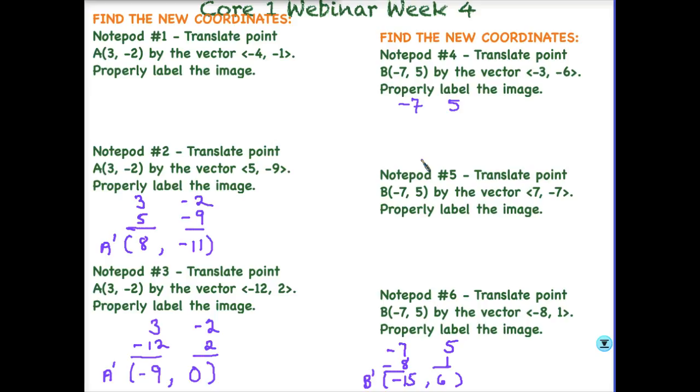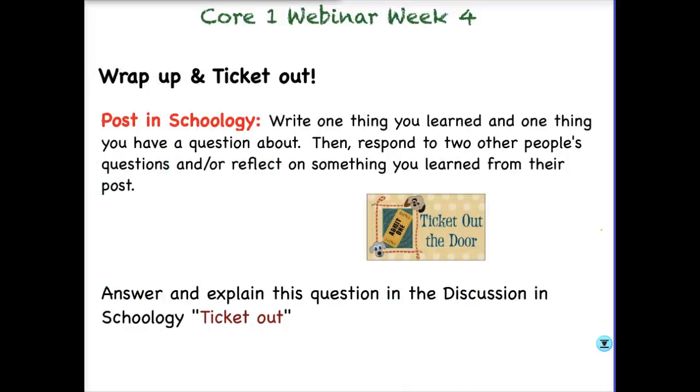All right, you guys. So anyway, while Dee is wrapping up with that, I'm just going to show you guys your ticket out. So everyone who is done, that's Kiana, Cece, and Danny, let me show you guys your ticket out, and then you can work on that if you like. So what I want you to post in Schoology today, it's not going to be too bad. You're going to write one thing you learned and one thing that maybe you have a question about.